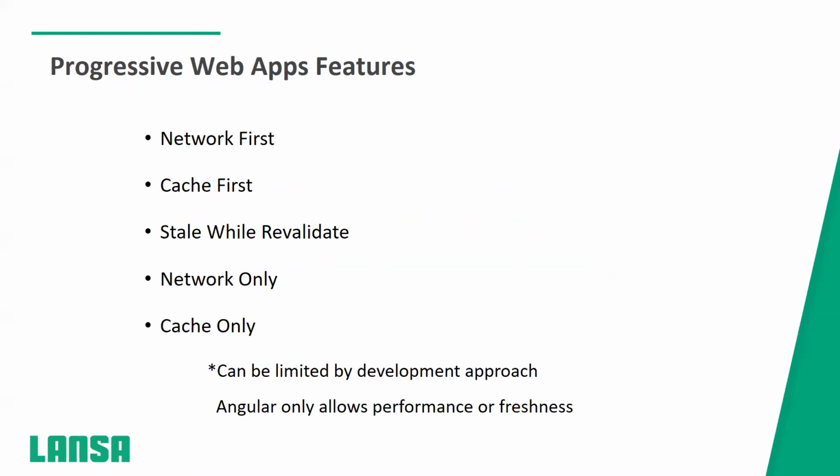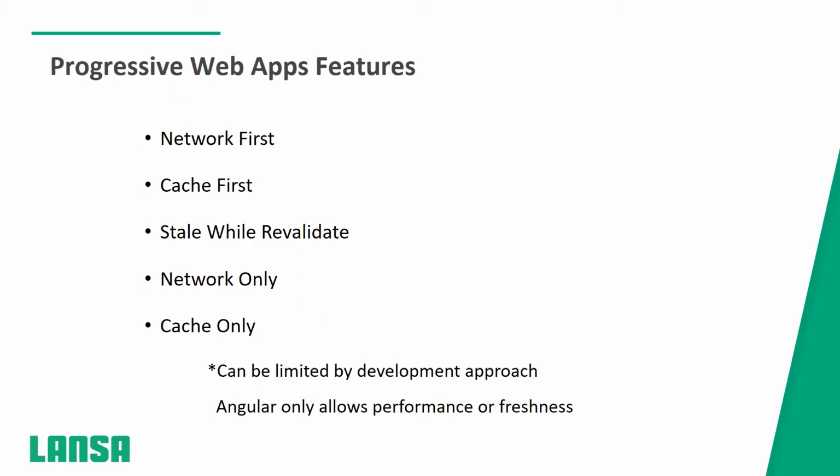So I've been talking about working offline. And so there are some network strategies that are available for your progressive web app. Now, how you develop your progressive web app determines what's available. So for instance, if you're using Angular, you're only going to have two options, which is maximum performance or maximum freshness for your data. So if you want your phone or your device to perform the best it can, so you're not sitting there making calls, that's one option. Or if you want the latest and greatest data all the time, that's going to be another option.